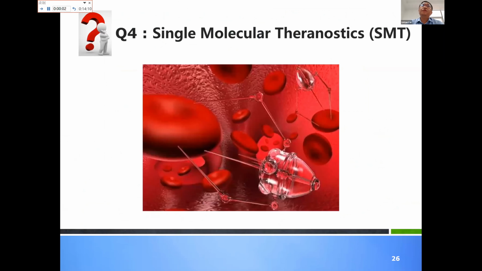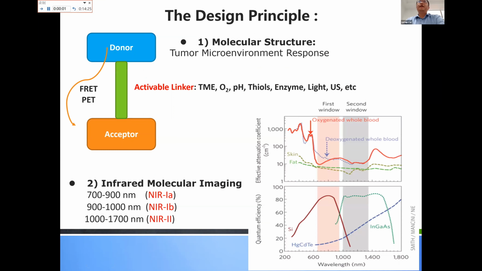So next, because we know for nanoparticles we have different formulations, the controllability is not well observed. So at this condition, we want to put all these characteristics into one single molecule. Like I said, we use the donor and acceptor design principles, and also use near-infrared molecular imaging, like the first window and the second window, to get very clear near-infrared images.